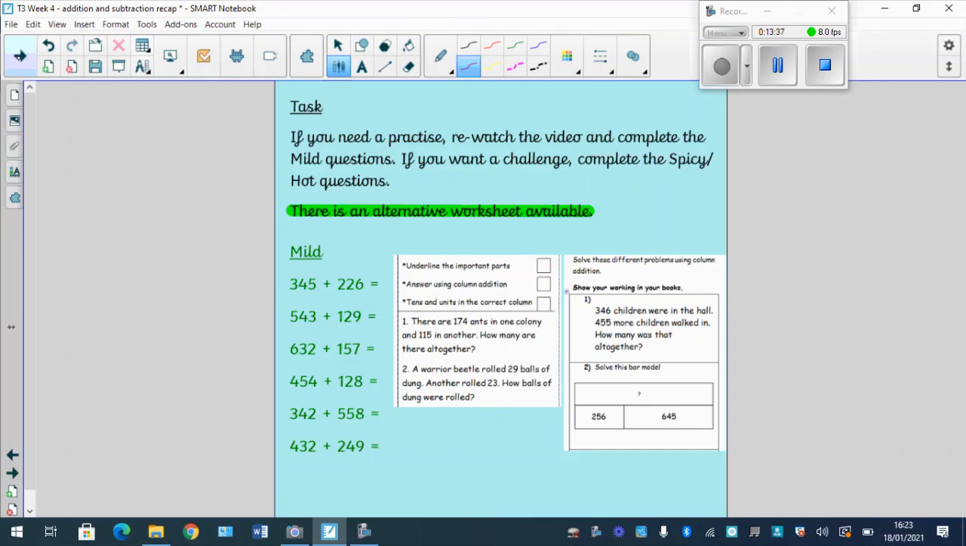Okay then, children, your tasks for today. If you would like to practice your column addition, continue with the mild questions here. On the website, there are 2 sets of other questions. We've got some word problems to solve, and we've got some different types of problems to solve as well, where you can use your explaining skills too. Also on the website, there is an alternative worksheet if you would prefer.